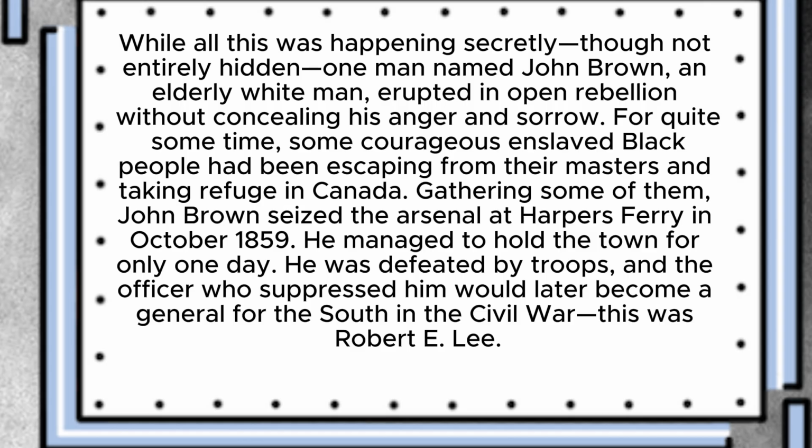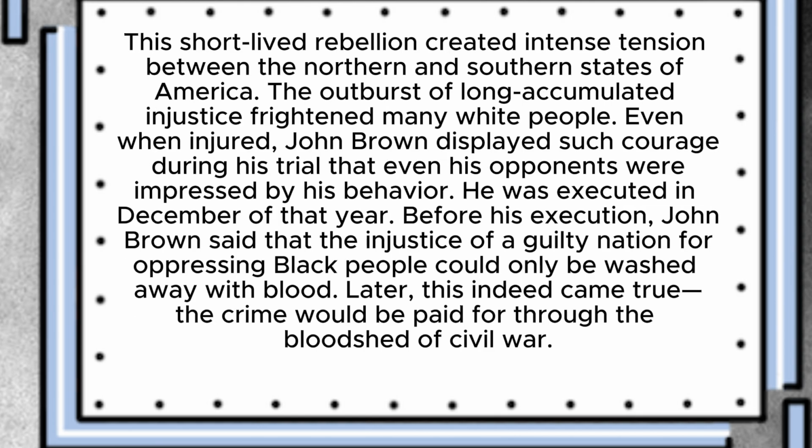He was defeated by troops, and the officer who suppressed him would later become a general for the South in the Civil War. This was Robert E. Lee. This short-lived rebellion created intense tension between the northern and southern states of America. The outburst of long-accumulated injustice frightened many white people. Even when injured, John Brown displayed such courage during his trial that even his opponents were impressed by his behavior. He was executed in December of that year.